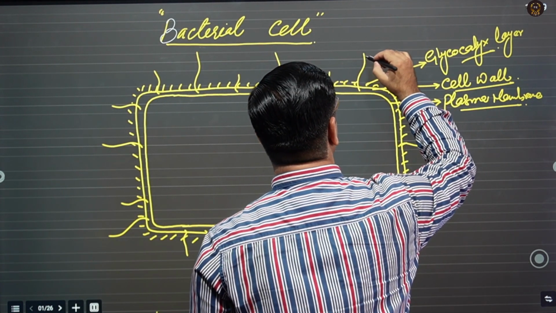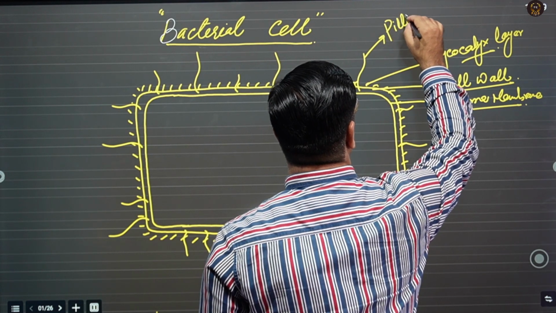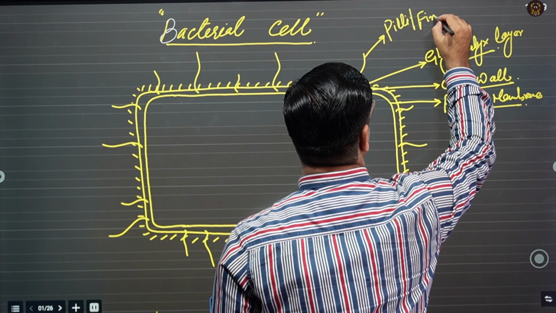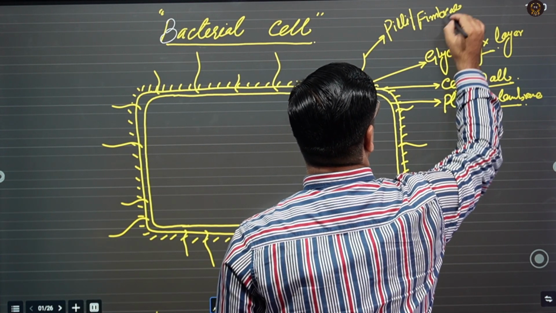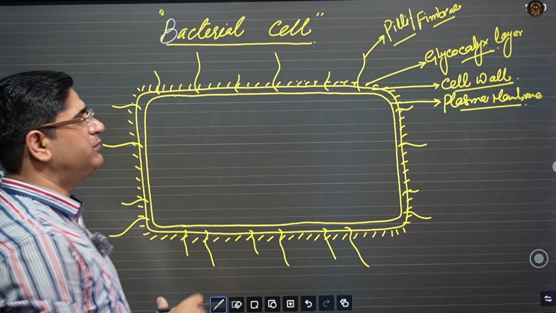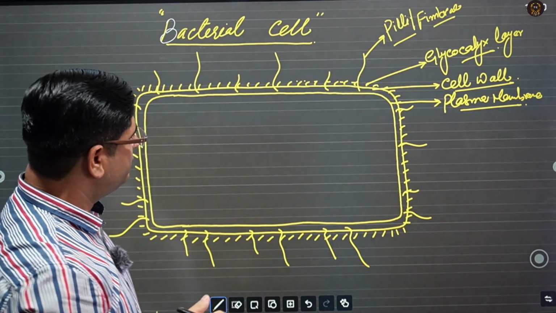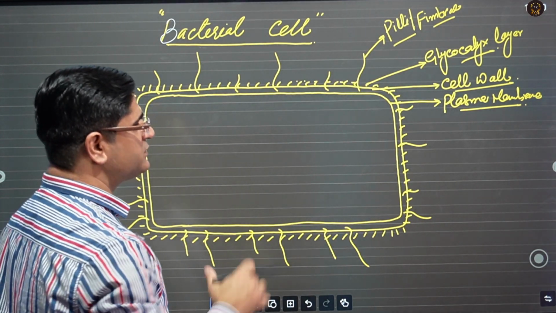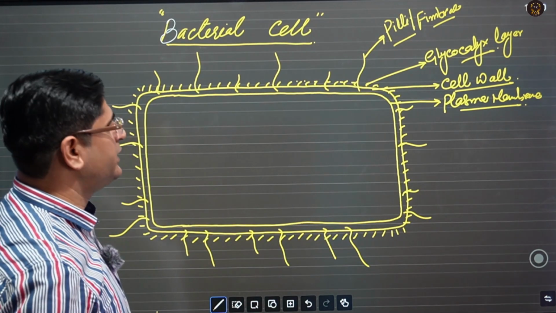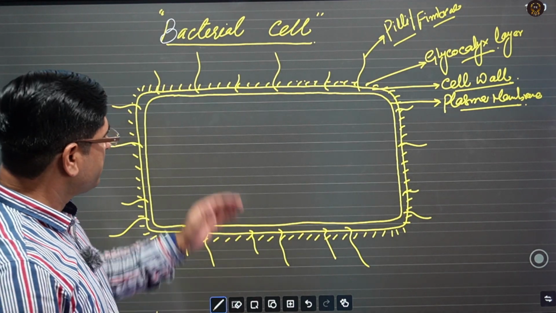They are known as either pili or fimbriae. Structurally they are similar, but functionally they are a little bit different. They do different functions, which we'll discuss later on. First let me show you the structure of the bacterial cell. So these are known as pili and fimbriae.